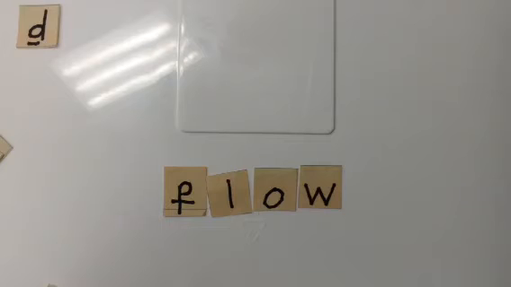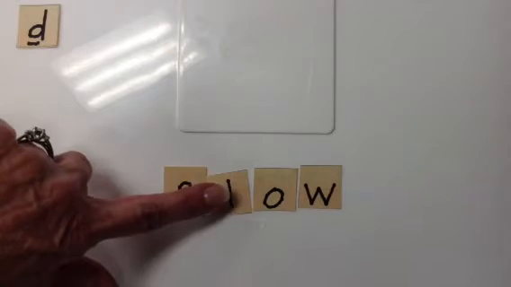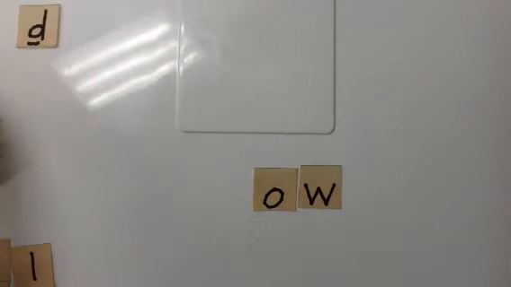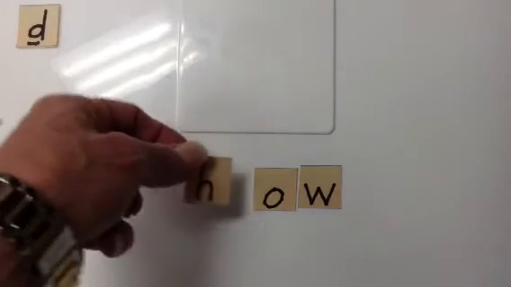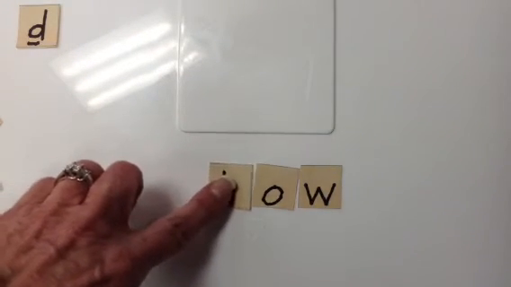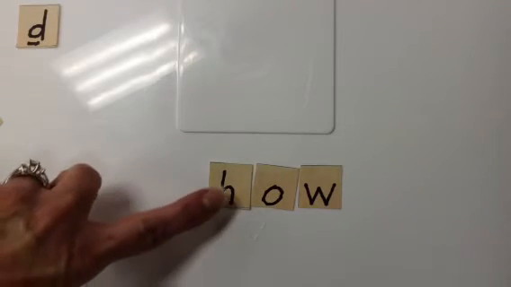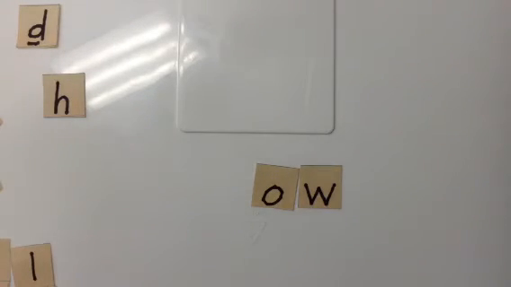Okay, now what I would like for you to do is change the PL. So I'm going to take away the PL, and I want you to change that to an H. Okay, H-O-W. What does that word spell? How? Exactly right. And what letters make the ow sound in the word how? O-W, correct again. Now I would like for you to take away the H in how, and I would like for you to put a B.